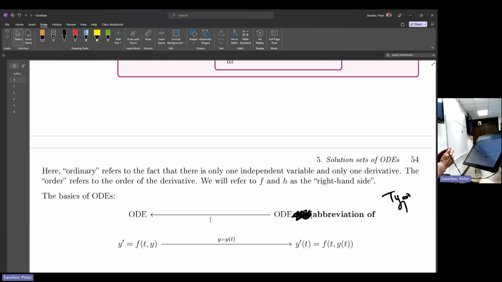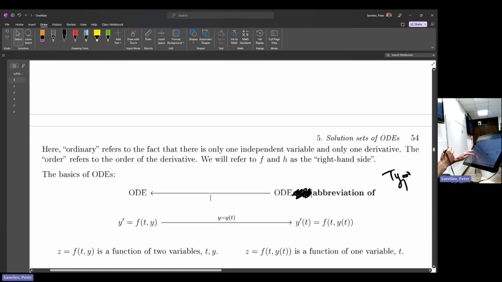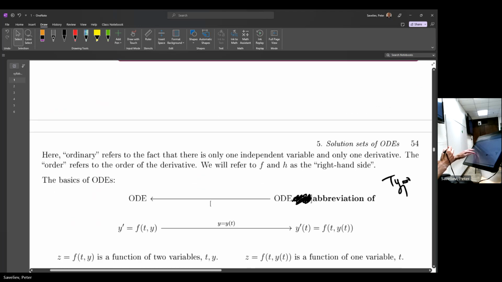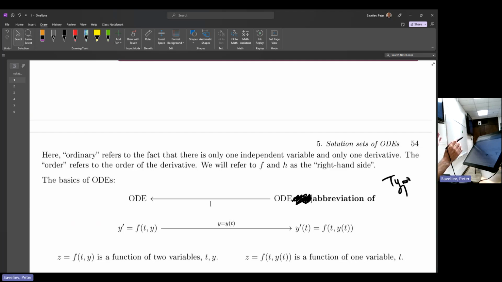So that is the table. Or DE. Yes, so you can see that when you go from right to left, it's nothing but an abbreviation.